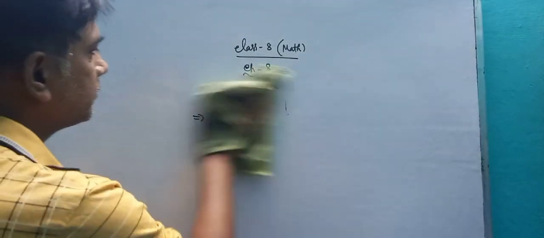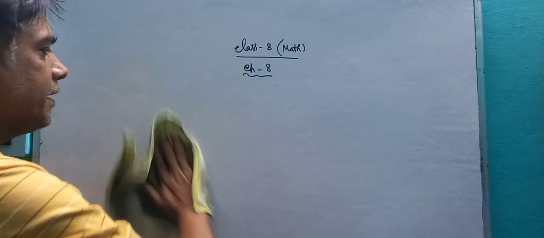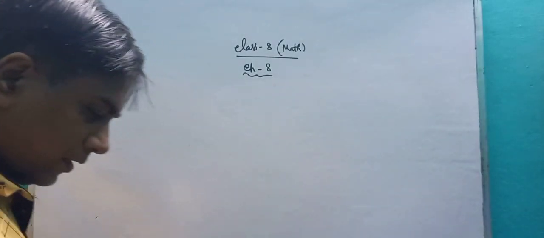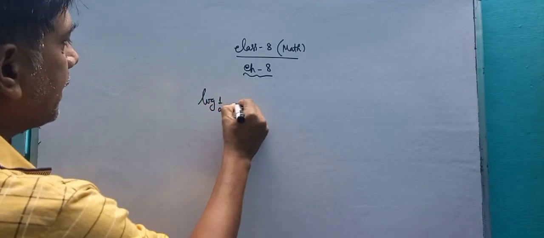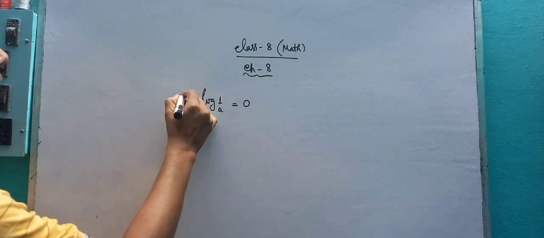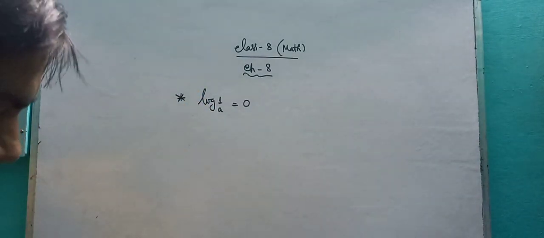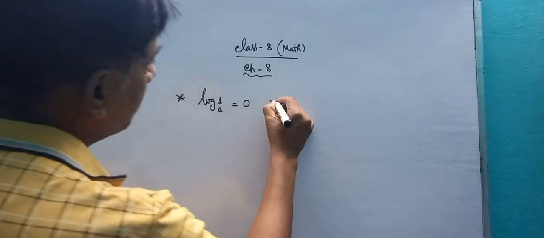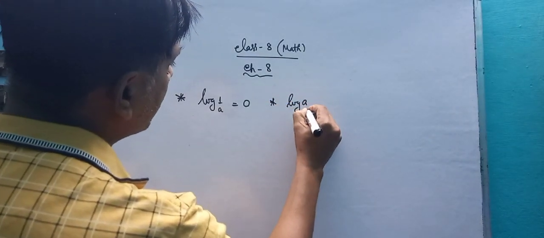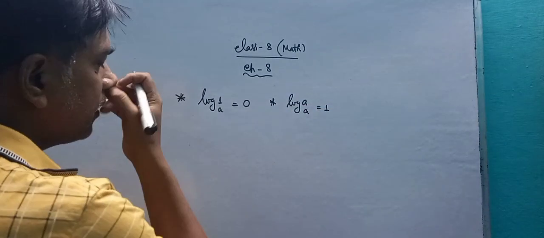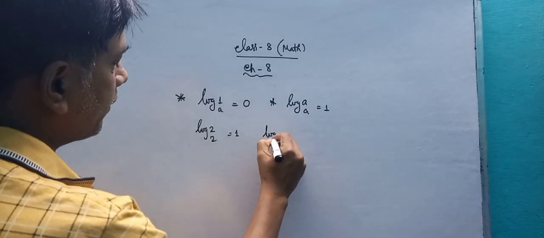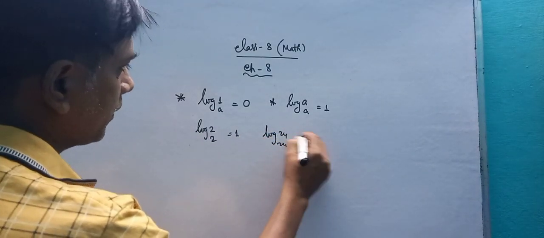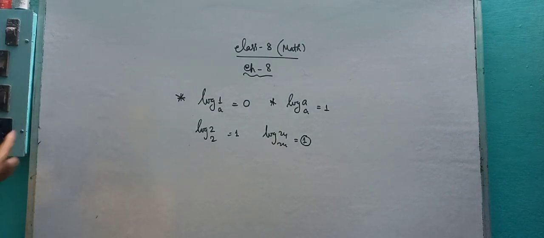So this log has some basic criteria. What are the basic criteria? Suppose log 1 with base a, that value is 0. You should keep in mind, another one is log a base a, that value is 1. Suppose log 2 base 2 is 1, and log 24 base 24 is also 1. In this way you can do that work.